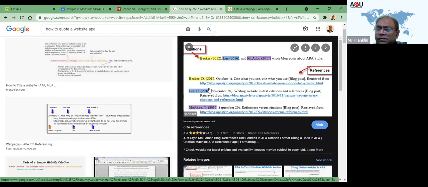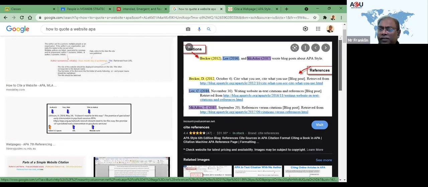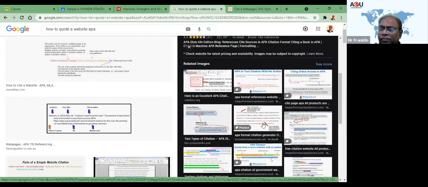Okay. References, this is how they do it. See, Becker, D., 2012 October. Cite what you see, cite what you use, like retrieved from this website. Then the in-text citation. So this is how they do it, so you must have the website reference. Some of them don't do that. Can you see they don't write retrieved from here also? So it's okay, it doesn't matter. It's not a hard and fast rule for retrieved from, okay? But you really need to write down the author. What if there is no author? You can find out. Let's say there's no author, there's a different way of how you cite it, you don't have to put the author.